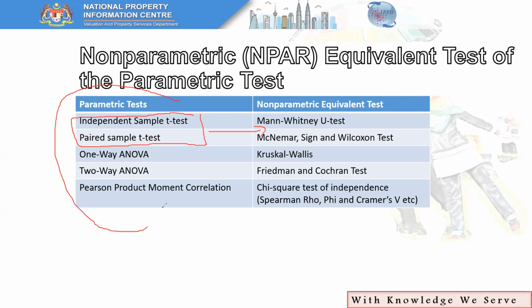Non-parametric is not as in-depth as parametric. Okay, so another example is one-way ANOVA. To run the one-way ANOVA, you need your data to be normal. If your data are still not normal, then you can use Kruskal-Wallis. Another example, two-way ANOVA. If not normal, you can use the Friedman and Cochran test.